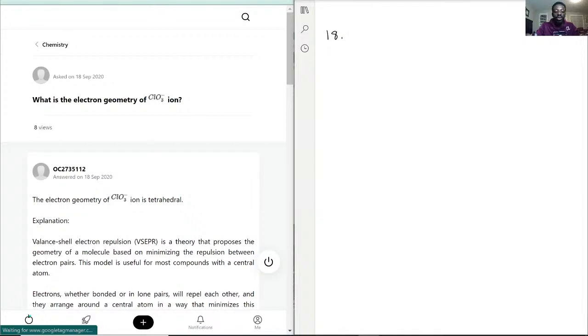What is the electron geometry of ClO3 minus? So this will be like a chlorine trioxide ion. And that's the best thing I can think of. Or actually, what am I doing? This is ClO3 minus. This would be a chlorate ion. Yes. In fact, let's double check. Let's use the same trick. Chlorine.